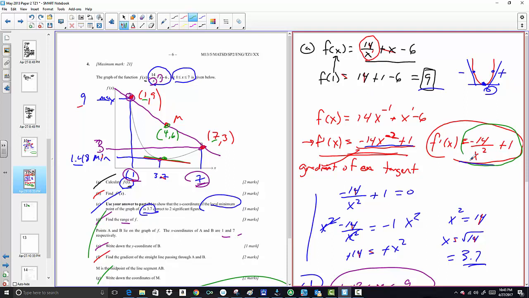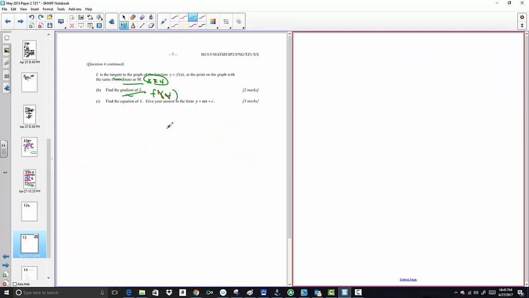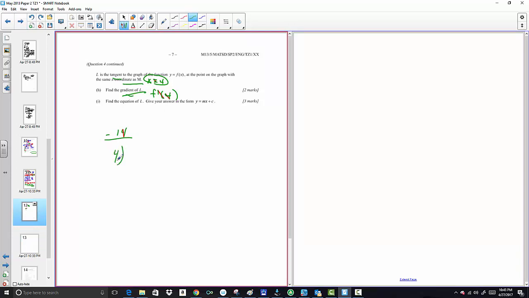So it's negative 14 over 4 squared plus 1. So let's do that. Negative 14 over 4 squared, and then plus 1. So this is negative 14 over 16 plus 1, and that is equal to negative 7 over 8 plus 1, which is equal to negative 7 over 8 plus 8 over 8, which is equal to 1 over 8. That's the gradient right there. Okay, very simple if you can convert fractions. 8 over 8 is the same thing as 1. That's how this is so easy.